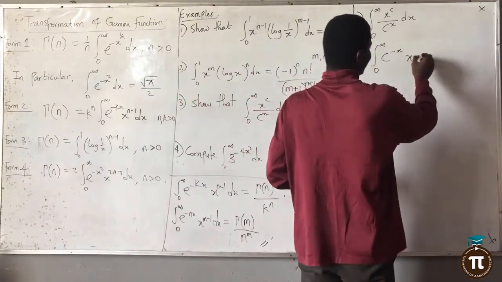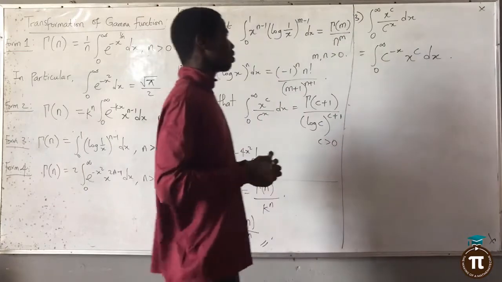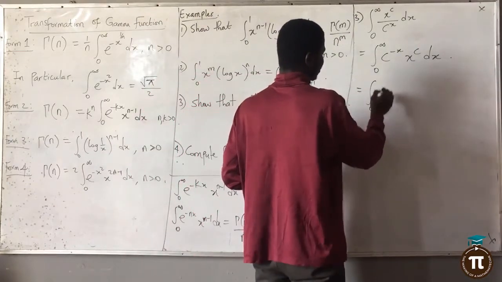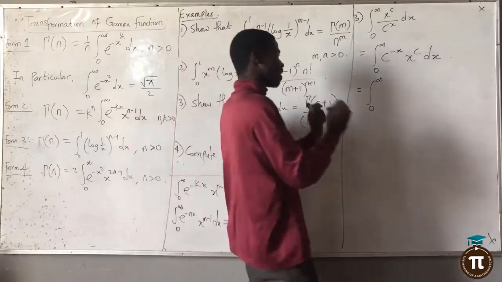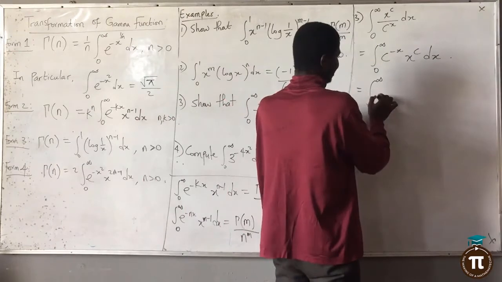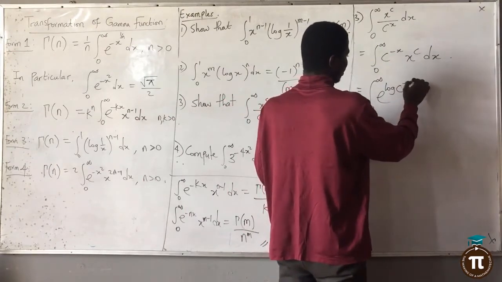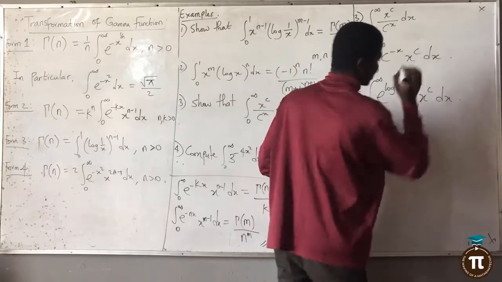Then s raised to the power of c ds. So I will do something now. This is the integral from 0 to infinity. This c raised to the power of negative s, I can write it this way. I can write it as e raised to the power of log c raised to the power of x multiplied by s raised to the power c ds.